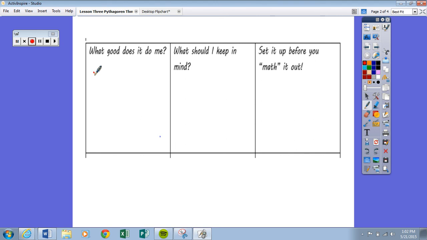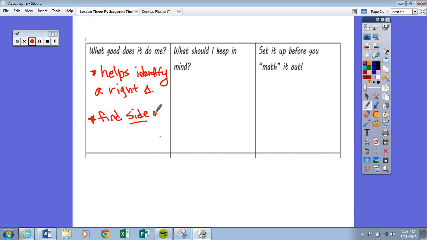Well, the first thing is it helps you identify a right triangle. I'm just going to use that sign for triangle because I'm lazy apparently and I don't want to spell it out. The second point is that if you know it's a right triangle, you're going to be able to find the sides of the right triangle.